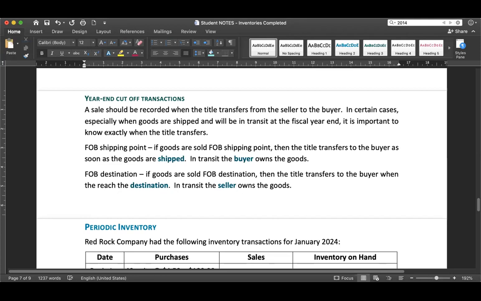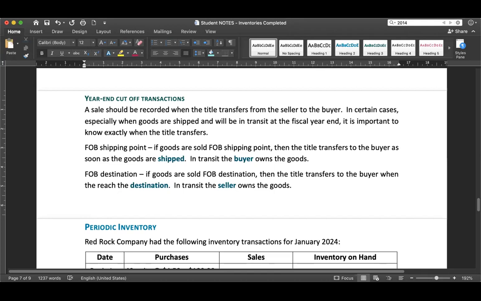Any goods that company A has purchased from a supplier, if it is FOB shipping point, need to be included in company A's inventory, even though company A does not have them in their warehouse. All right, if company A has purchased from their supplier and it's FOB destination, then company A will not include those goods in their inventory, because while they are in transit, they are owned by the supplier.